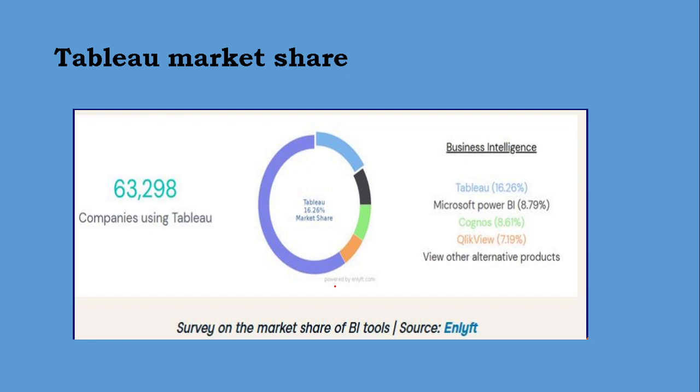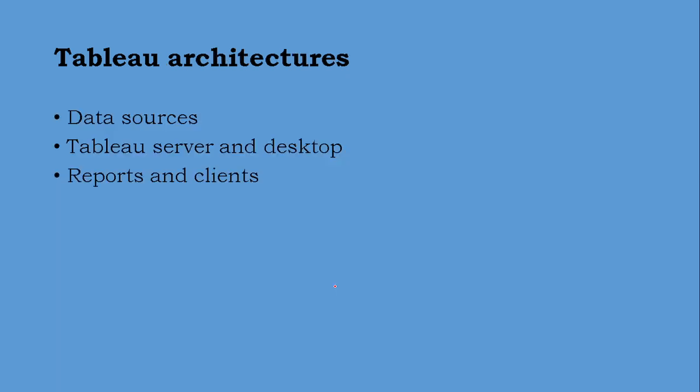So the next part is about Tableau architecture. Tableau architecture comprises three parts. We have the data sources. Data sources is where you get your data, maybe from a file on your machine or from a server. Then we have Tableau Server and the desktop. This is what I was trying to explain.